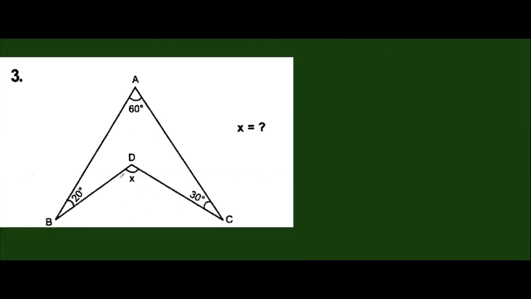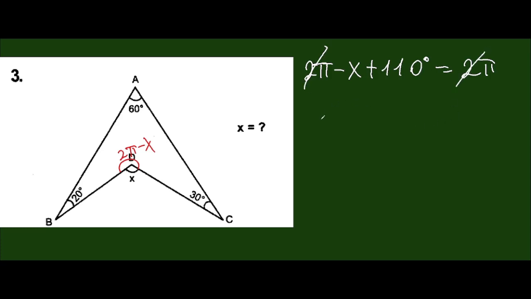So the next question is this. It is not so difficult because you can see that this angle will be 2 pi minus x. From here we know that the sum of the interior angles of a quadrangle will be equal to 2 pi, and let's calculate. 2 pi minus x plus 60 plus 30 is 90, 90 plus 20 is 110, and it will equal 2 pi. 2 pi and 2 pi will cancel, and we'll get x is equal to 110.